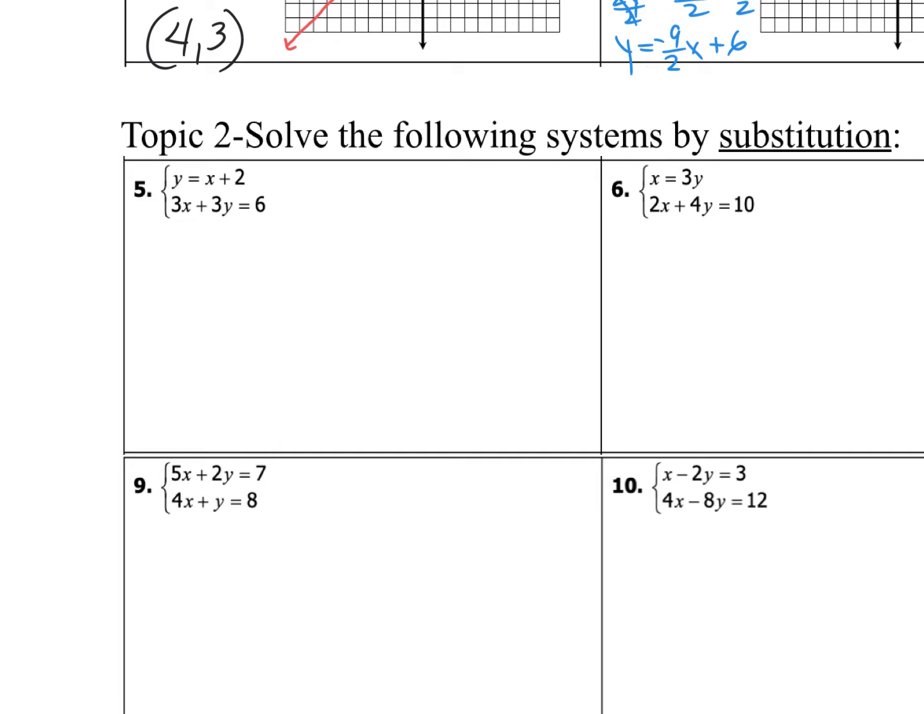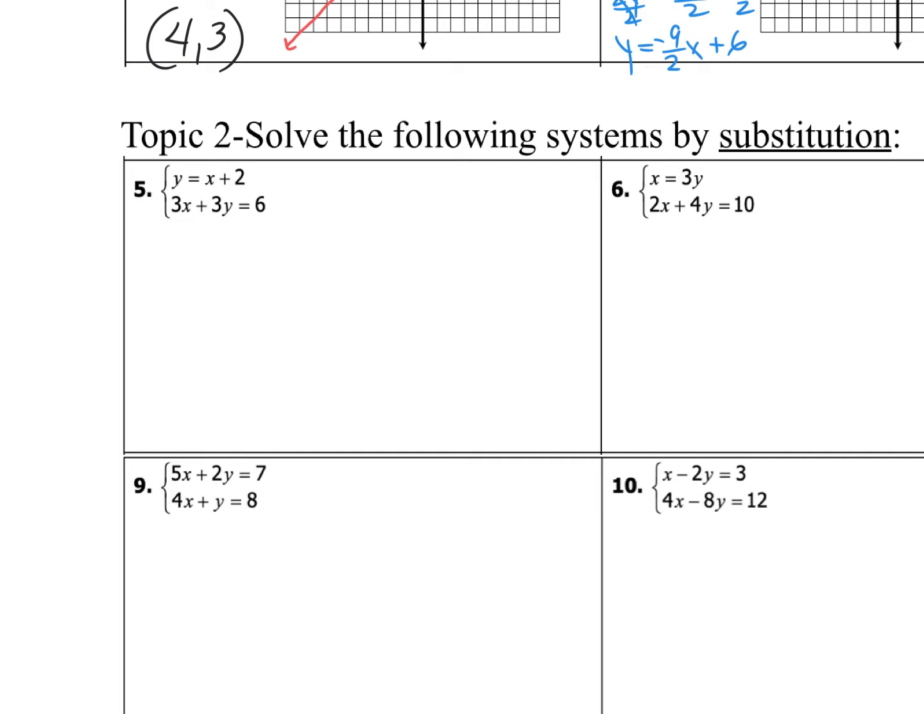And I want you to remember that the easiest one to solve for is the variable with the coefficient of 1. So in number 9, the easiest variable to solve for is y in the second equation. And in number 10, the easiest variable to solve for is x in the first equation. All right, here we go.